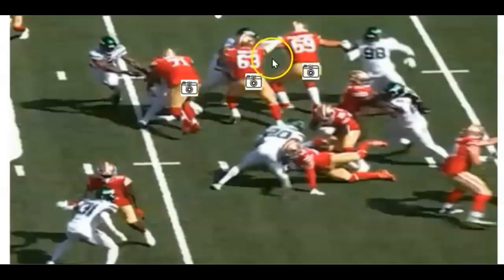You got 3 down blocks right here. All of them got the camera attached to their backside. Look what they're doing. Look at the hole. Okay, now the wrapper was too wide. The running back was too wide. They got to hug this.